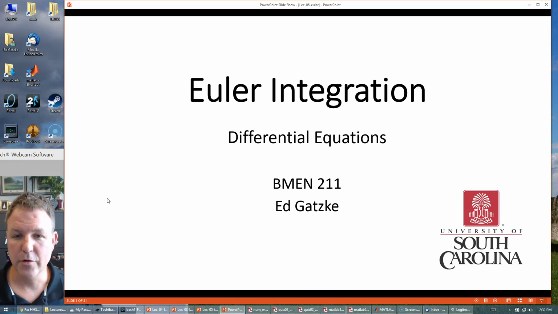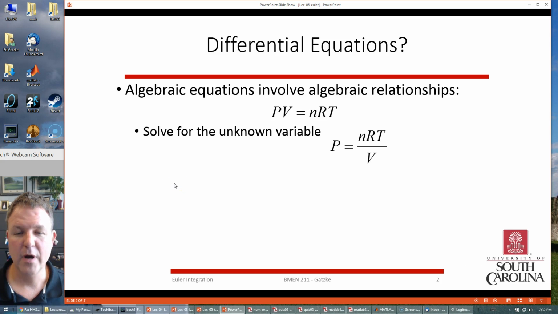Okay, this topic is Euler Integration, which is a numerical way of solving differential equations. What are differential equations? Well, we know a lot about algebraic equations, where you have an algebraic relationship, like the ideal gas law, PV equals nRT. We know how to deal with algebra to solve for one of the variables. So if we know all the values on the right-hand side, we can plug in values and solve for P. That's a nice algebraic relationship.